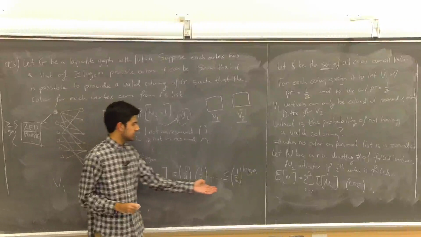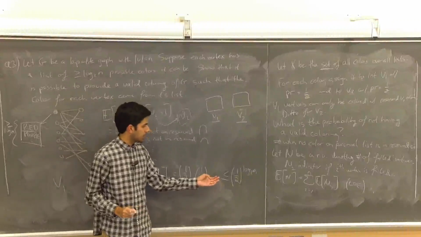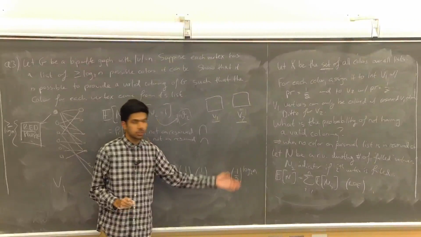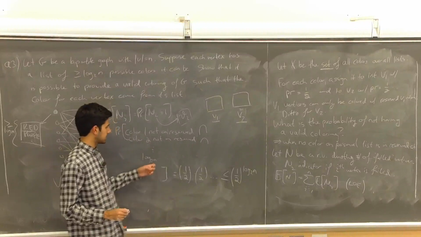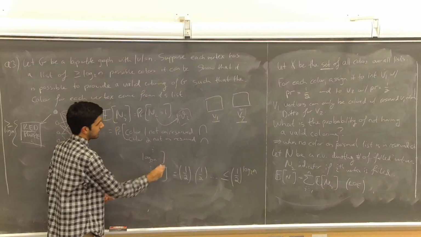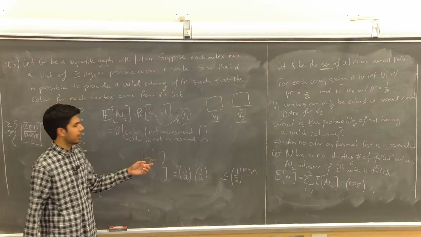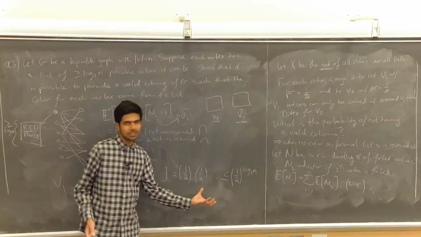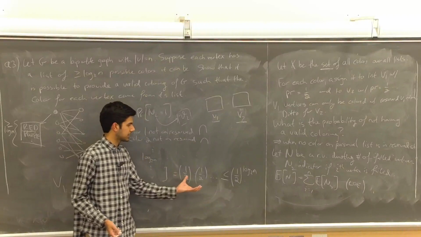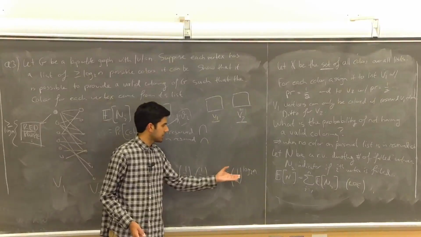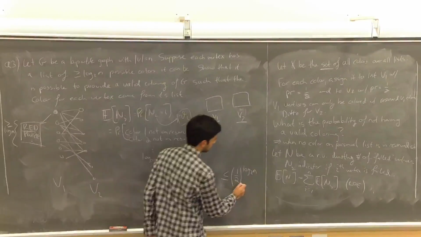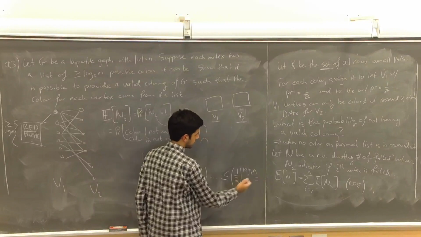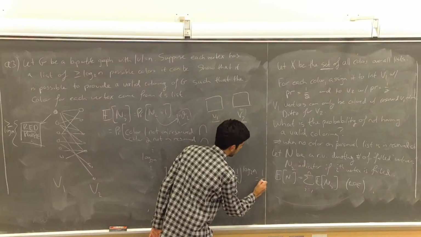But this product is going to be at most 1/2 to the log base 2 of n, right? Because we can stop here if there were exactly log base 2 of n colors, but there could be more, which only decreases the value of this product because we're multiplying by something smaller than 1. So it's going to be less than or equal to that. And this entire expression is 1 over n.